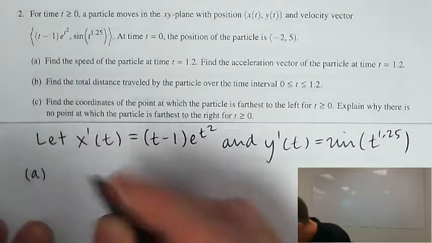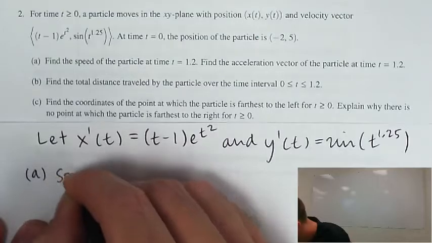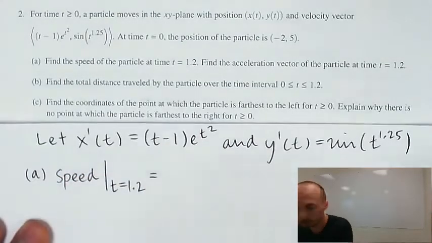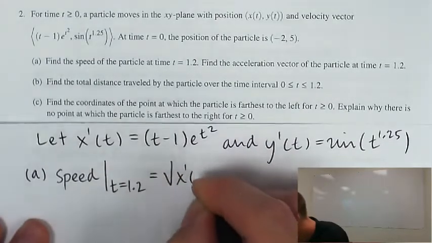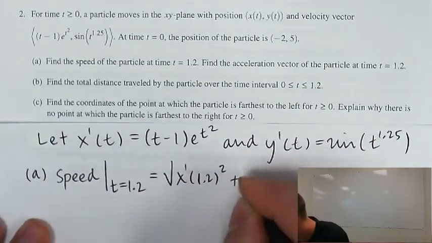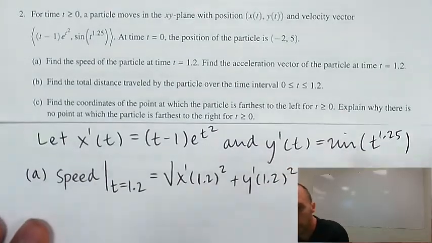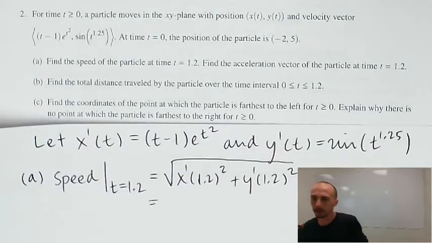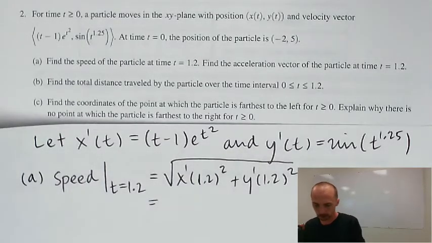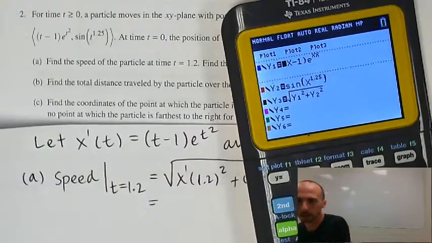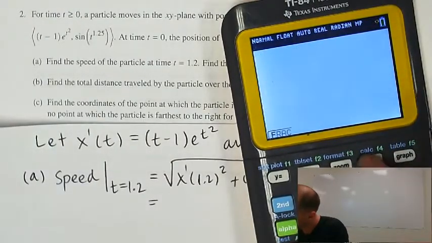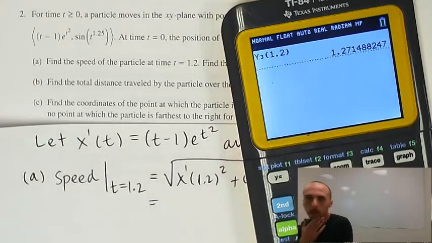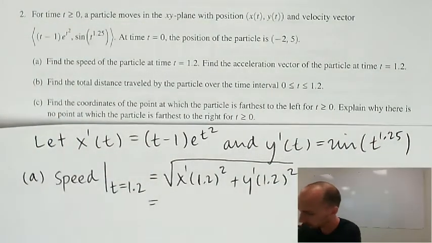So for part A, I'm going to say the speed of the particle at time t equals 1.2 is going to be equal to the square root of x prime of 1.2 squared plus y prime of 1.2 squared. Oh, just enough room. And then I can already set up to be able to do that really easily in the calculator. Okay, so here I am, right? It's in y3. I just want to plug in y3 of 1.2, and I'll get 1.271. Okay, great. Love that.